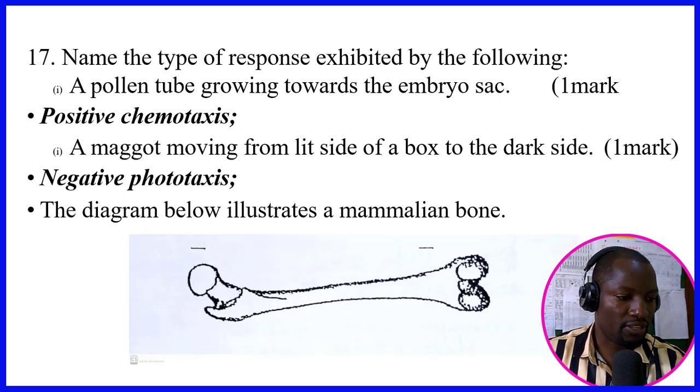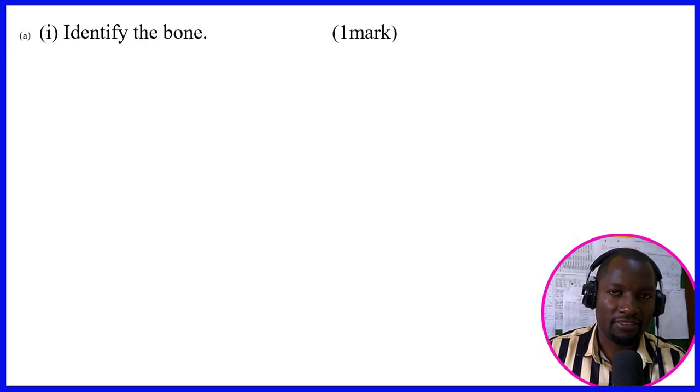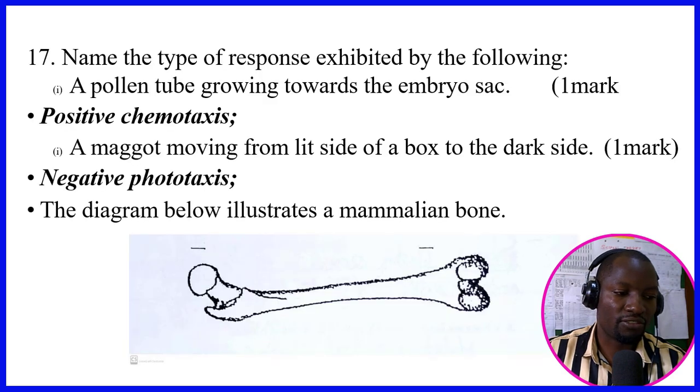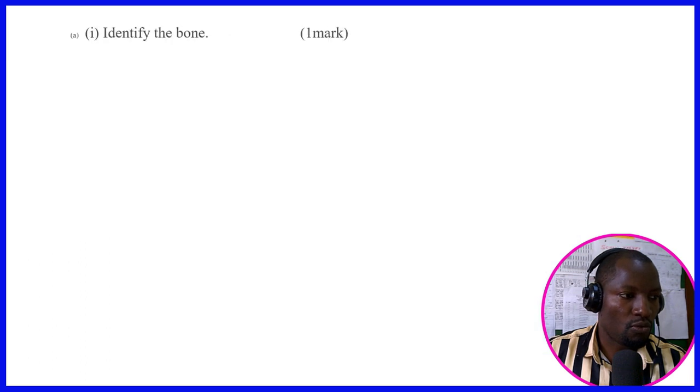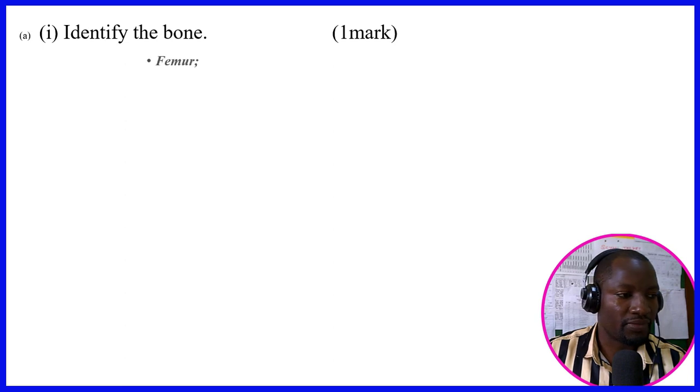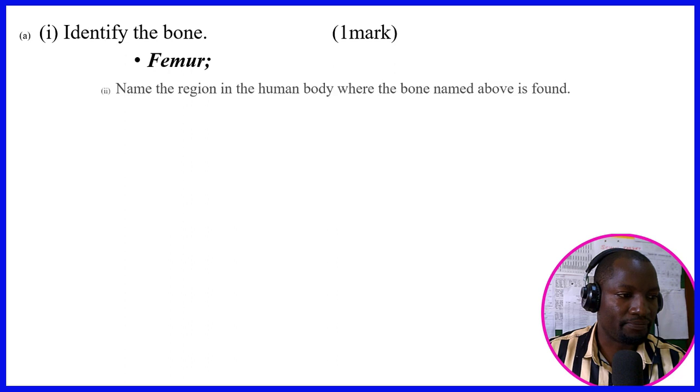Now the diagram below represents a mammalian bone. Look at it very carefully. First question, identify the bone. That is the structure of the bone. You can look at it carefully. What is the identity of this bone? This is a femur.